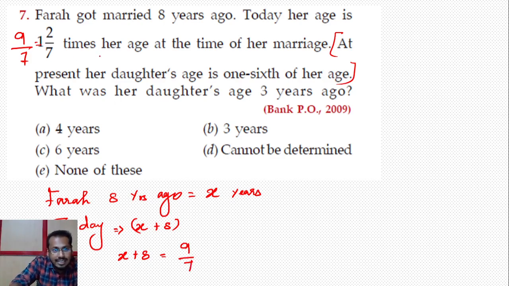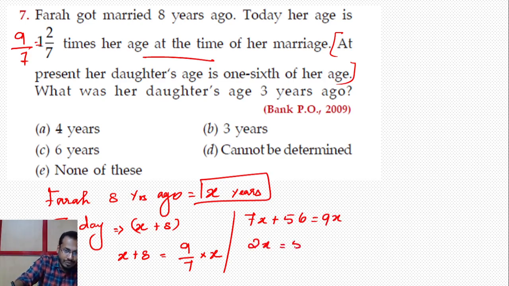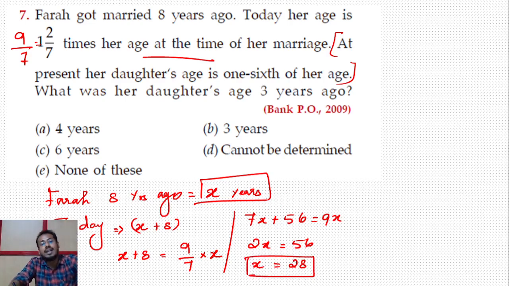Today her age is 9/7 times her age at the time of her marriage, that is 9/7 times X. So just solve this: X plus 8 is equal to 9/7 into X. Then 7X plus 56 is equal to 9X. Next, 2X is equal to 56, so X is half of 56, which is 28. So Farah's marriage age was 28.